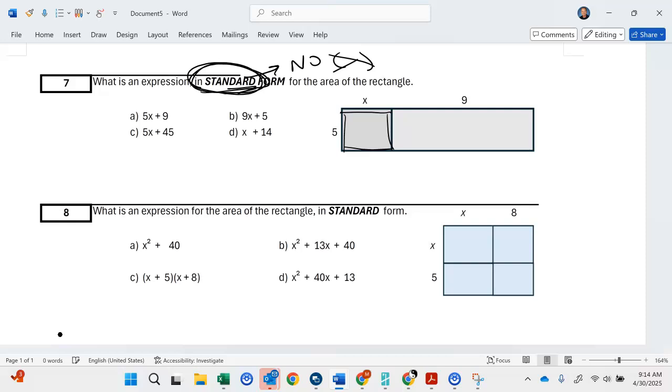So this is 5 times x, multiplication, that's 5x, not 5 plus x. When you find the area, it's always multiplication. Remember, area equals base times height, always multiplication.